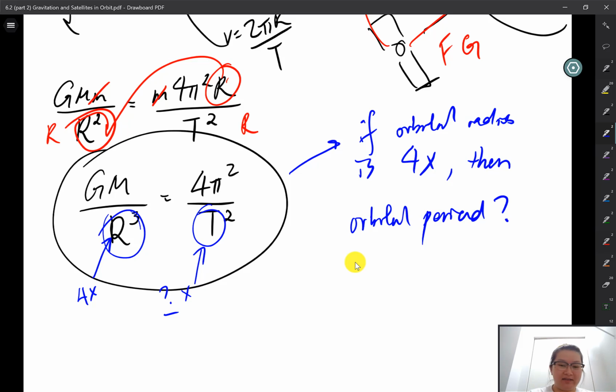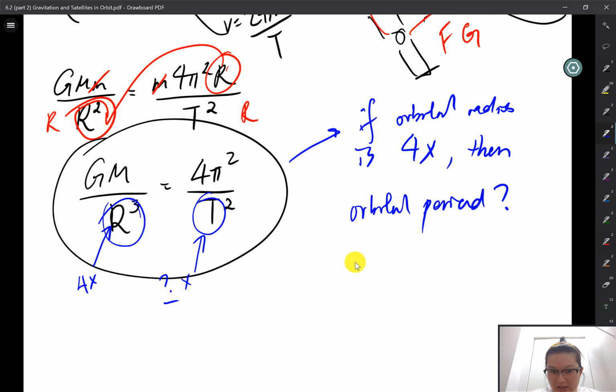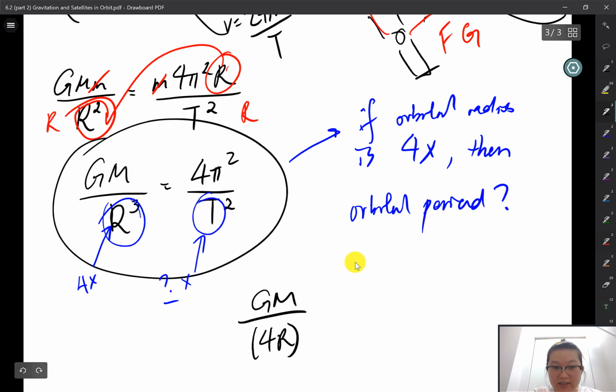Okay, and that's it. I will explain it here. Now, if my orbital radius is quadrupled, then I get 4 times my orbital radius, and don't forget, all of that is cubed. So this is going to give me 4 to the power of 3. 4 times 4 times 4. 4 times 4 is 16. 16 times 4 is 64. So I'm going to get a factor of 64 on the bottom here.